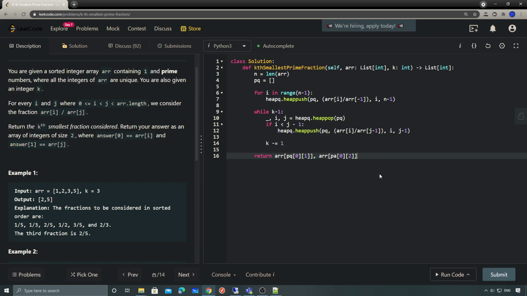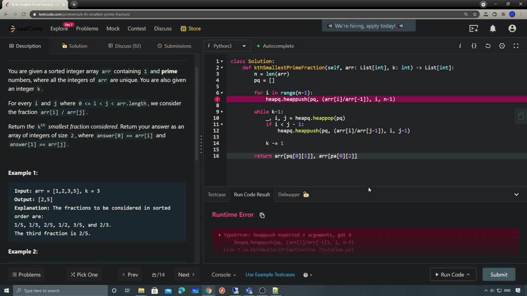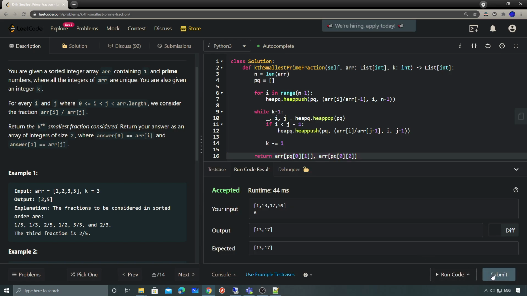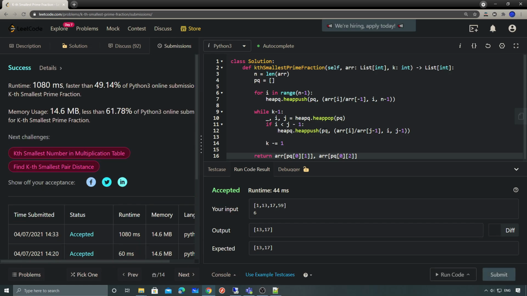Yep, so that's it, right? If I run the code here, okay, submit. Okay, cool. So it works, right?